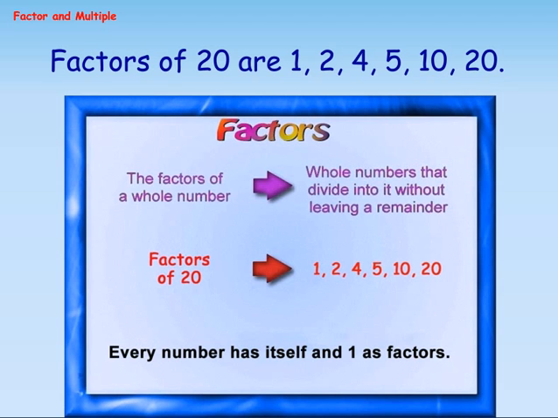Factors of 20 are 1, 2, 4, 5, 10, 20. The factors of a whole number are the whole numbers that divide into it without leaving a remainder. Every number has itself and one as factors.